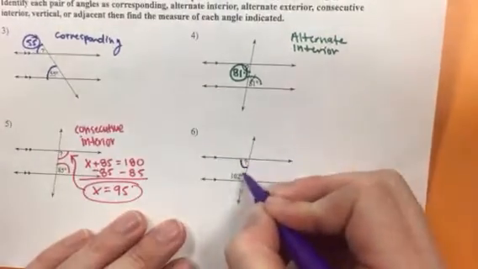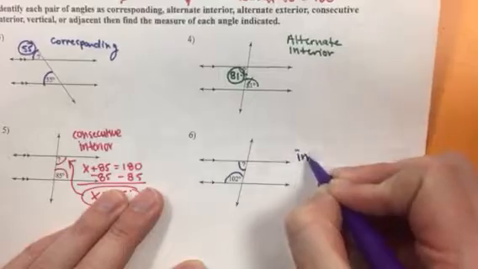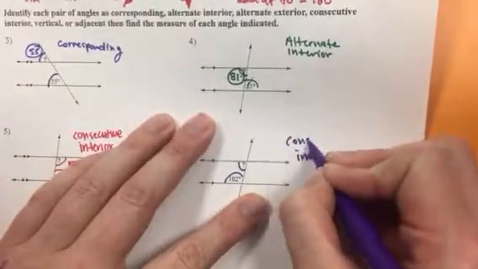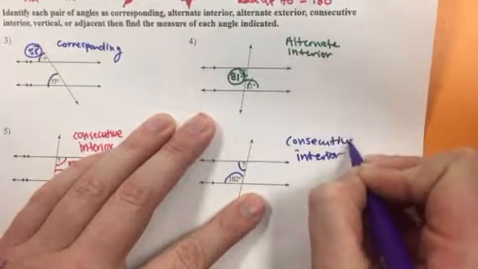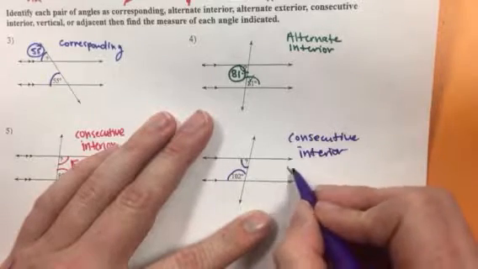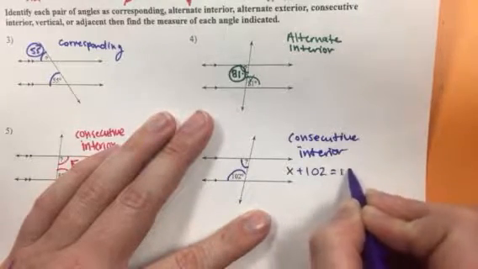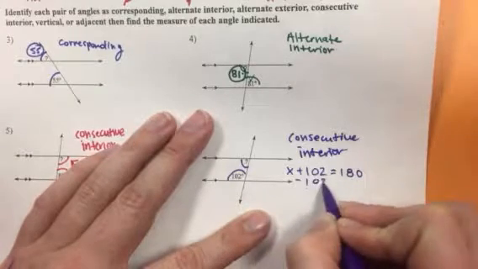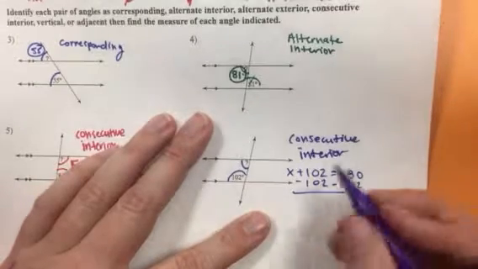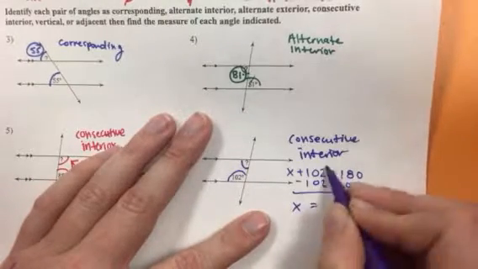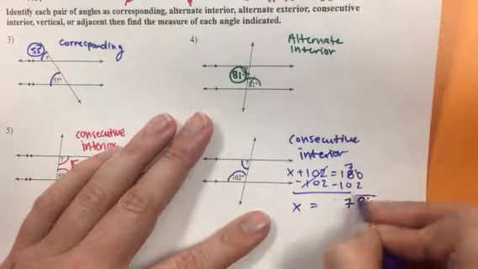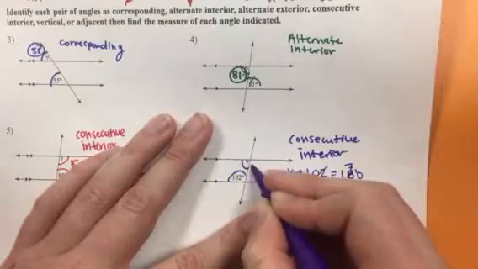Problem 6, they are both interior, same side, so that word is consecutive. When they are consecutive on that line together, I set them equal to 180. I'm making sure to show my work when I have to equal them to 180. So this angle is 78 degrees.